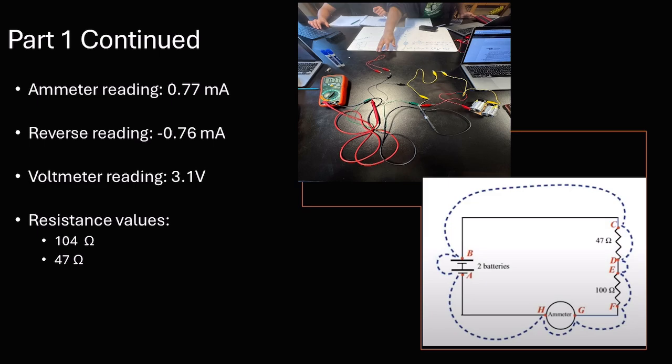We found that the ammeter for I1 read a current of 0.77 milliamps in one direction, and when the direction was reversed, we found a current of negative 0.76 in the reverse direction. This indicates a significant deviance from the theoretical values. Further, voltage was measured using a voltmeter and was found to be 3.1 volts, which indicates a slight difference from the theoretical value.